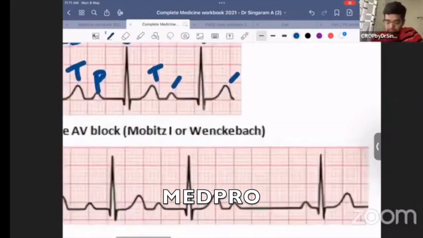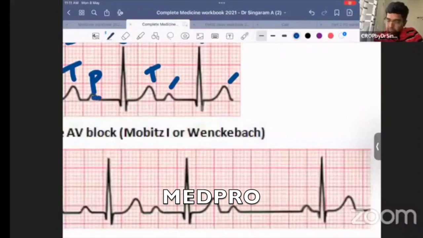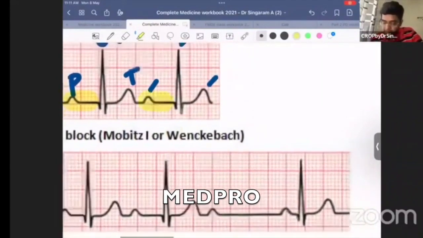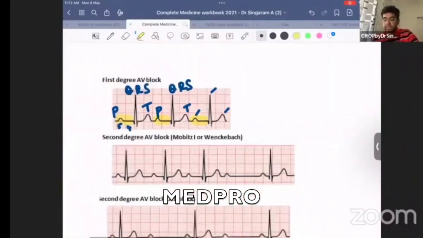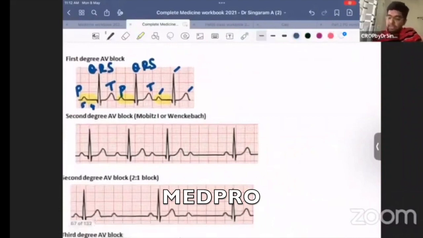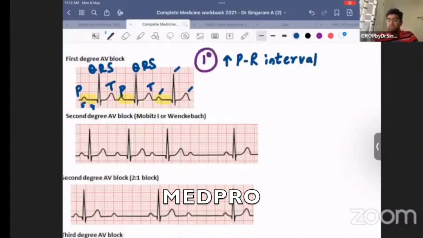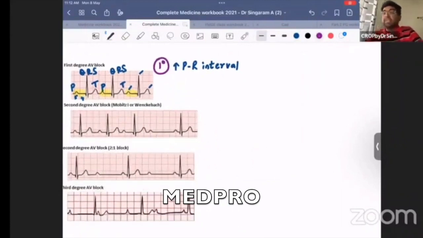Similarly, here also, can you see how many small squares are there from the beginning of the P wave to the beginning of the QRS complex? How many? 4 plus 4, 8. That is also increased here. How much? 1, 2, 3. 3 plus 5, 8. Again it is 8 small squares. So definitely what I am seeing in this is an increase in the PR interval. This is what is called first degree heart block, where you have an increased PR interval.